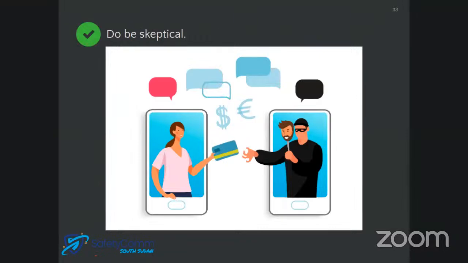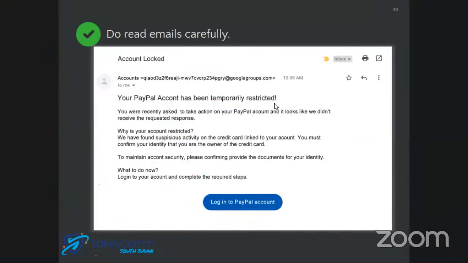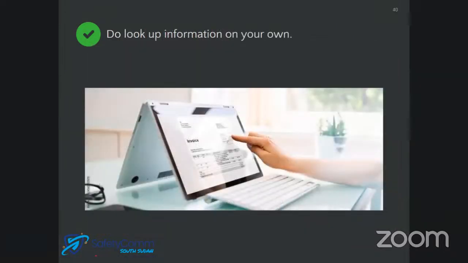Be skeptical. Always verify that you're talking to the right person. Do read emails carefully. Make sure that you read each email carefully. Read the header, read the address. Is it the right address? Is it associated with the organization they're claiming to be? And then do look up information. Go and search on your own and try to compare what the email is saying.